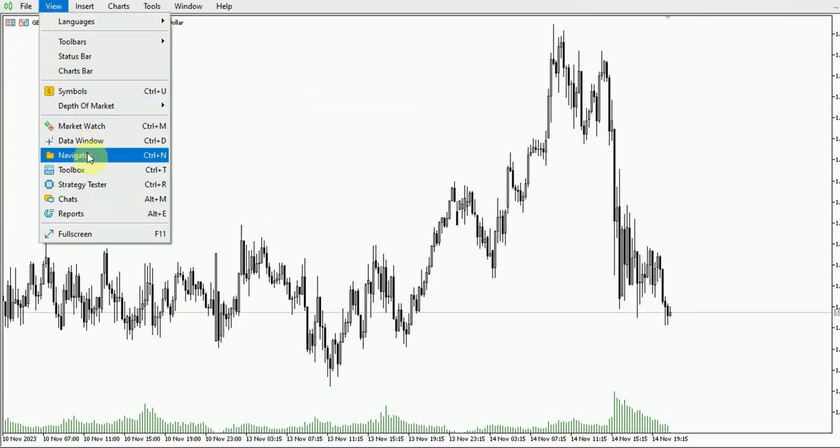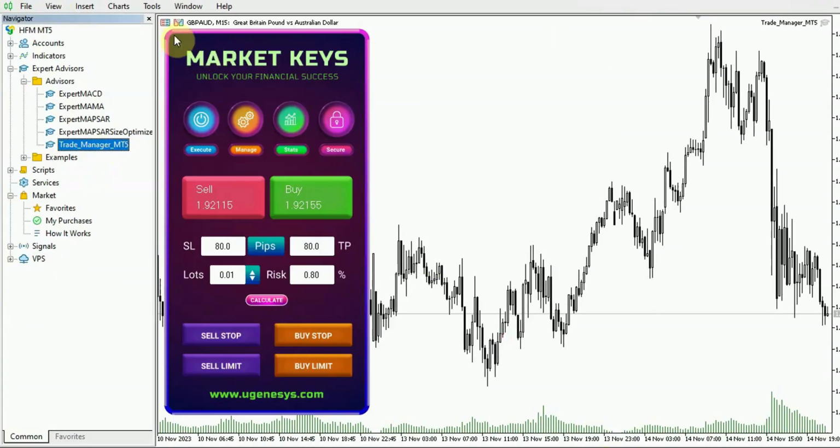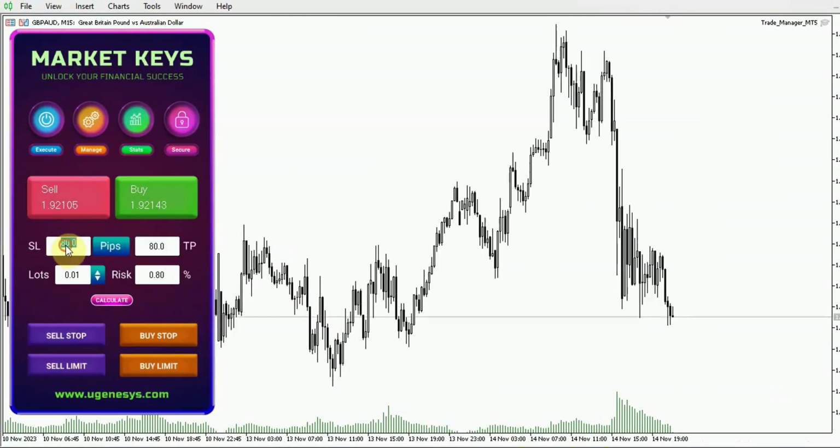Let's begin by adding our Market Keys Trade Manager to our chart. And you can adjust your stop loss effortlessly. Let's put this at 20 pips and our risk at 6% and hit calculate. And you can see how swiftly it computes the lot size for us, and we have a total of 9.96 lots. And armed with this lot size, you can make well-informed decisions when entering trades.